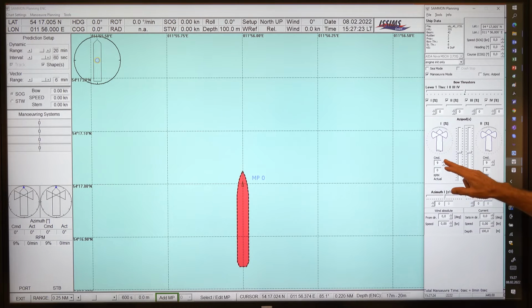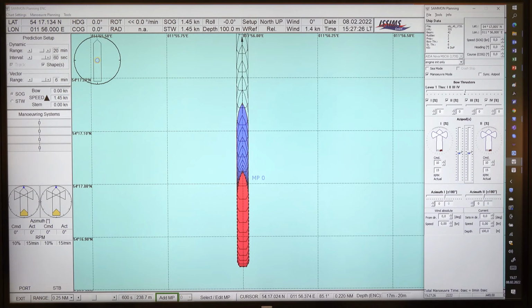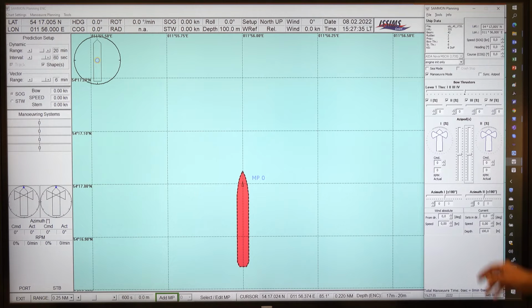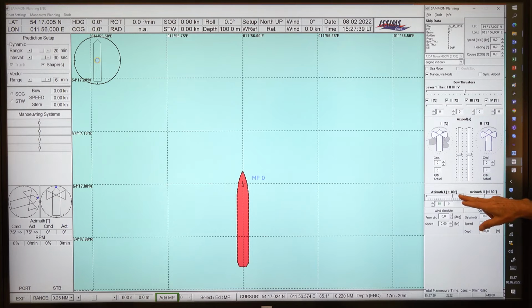Okay, so the idea is, for this reason, use the pods with 10. No, better. We switch off the pods like this, so the ship is at rest. Then we move the pods both to 90 degree toe in. So this is 90 degrees to one side, 90 degrees to the other side.